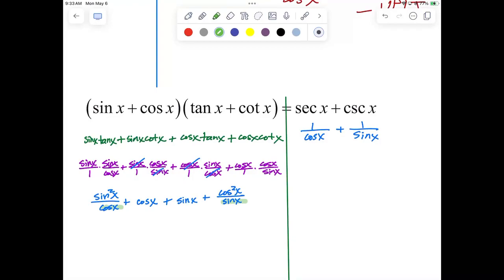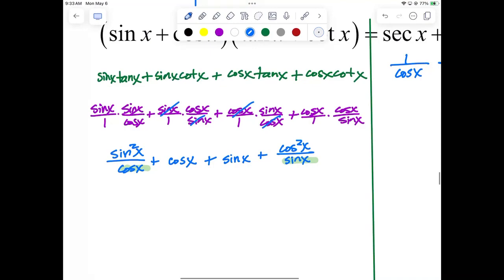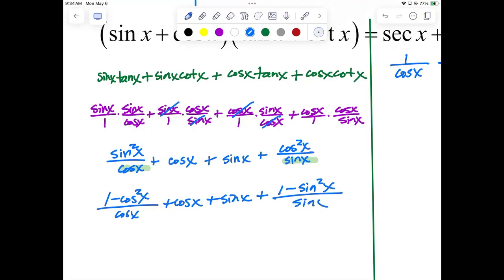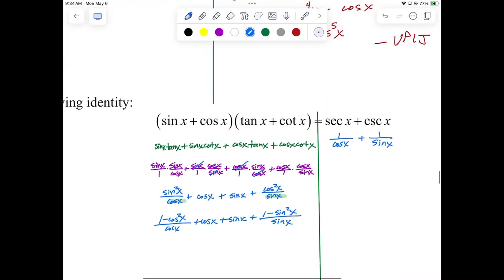I could turn sine squared into 1 minus cosine squared. You want to do that? Let's try that. I mean, what the heck? I'm kind of stuck. Let's do sine squared as 1 minus cosine squared, and that's all over cosine, and then plus cosine, plus sine. You want to do the same thing on the end and turn cosine squared into 1 minus sine squared? 1 minus sine squared, all over sine of x. Okay, great. That felt good. Now what?